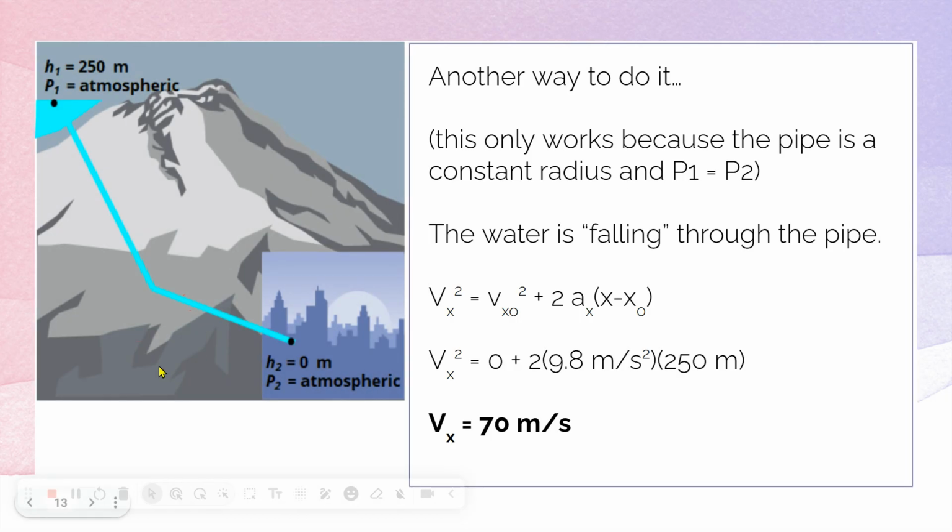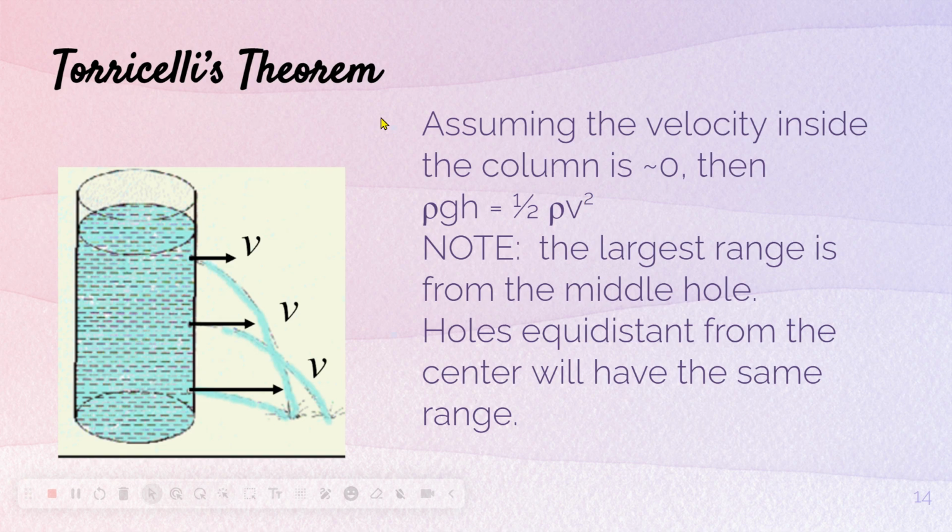Okay. There is another way to do this. The other way to do it only works because the pipe is a constant radius, and because P1 and P2 are the same because they're both open to the atmosphere. But essentially, guys, this is water that is falling through the pipe. This is literally a kinematics question. But again, only because we have essentially been able to cancel out all the other terms, the P1 and the P2, and the fact that there's no radius change. Okay, but that's kind of what we're looking at. We're looking at using our kinematics and our law of conservation of energy and all the other things that we've learned all year, just now with water instead of a solid object.